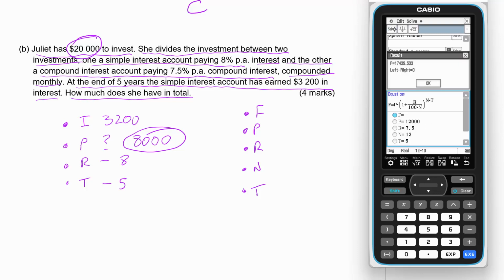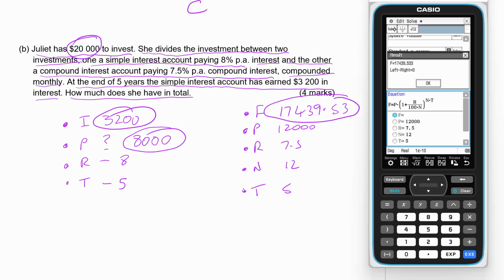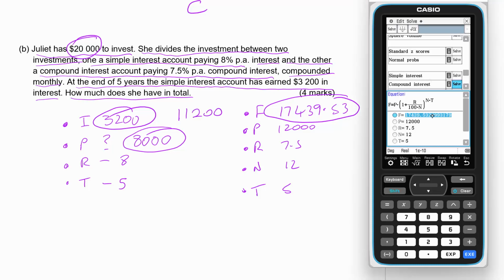And that's 17,439.53. I didn't fill all of these in, but 12,000, 7.5, 12, 5. So that's how much she gets from the compound interest account, and from the simple interest account it would be these two added together, which is 11,200. So we can just do that addition just here if we want to. So we'll just add 11,200, and so we know that that's 28,639.53.